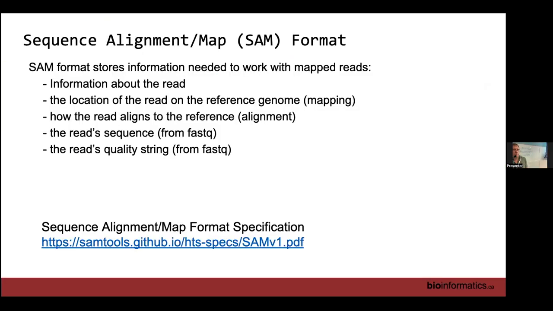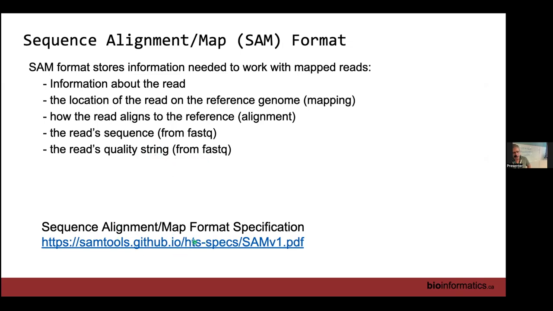That's called SAM format. I'm going to talk about two more file formats in this lecture. These are ones that are very commonly used. At the end, I'll mention a whole bunch of other formats and file types we see and use, but these are the things that we really work with every day. So the SAM format is storing a lot of information about the mapped reads. It'll have information about the read itself, the location where it maps, and how it's aligning to that reference. And of course, it's going to carry over from that FASTQ file both the sequence of the read and the quality string.